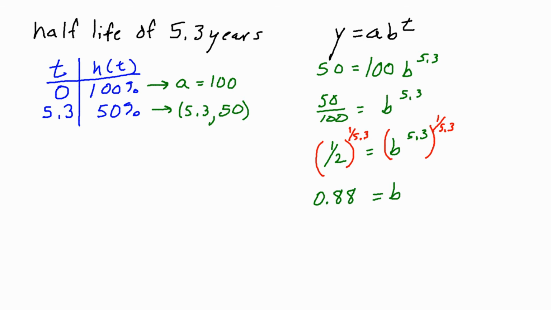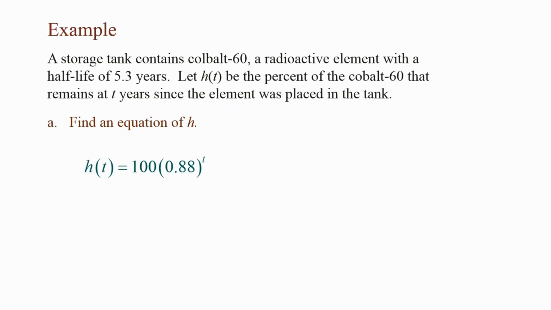Now that we know B, we can write the equation. Y equals 100 times 0.88 to the T power. So the equation of H of T equals 100 parentheses 0.88 to the T power, where A is a percentage.